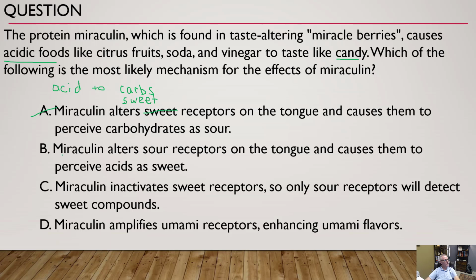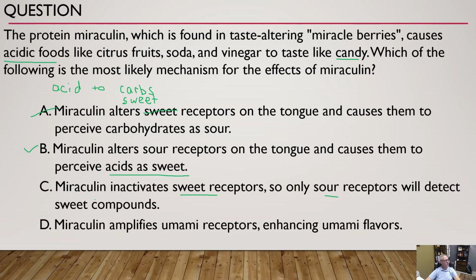Nope. All right. Miraculin alters sour receptors on the tongue and causes them to perceive acids as sweets. So that one so far looks good. Miraculin inactivates sweet receptors, so only sour receptors will detect sweet compounds.